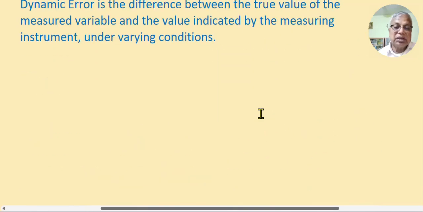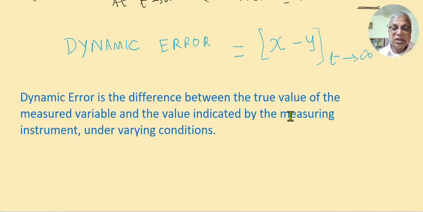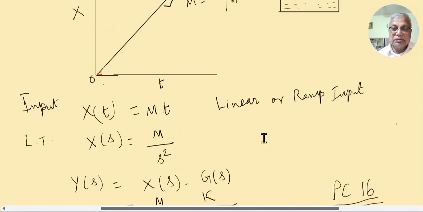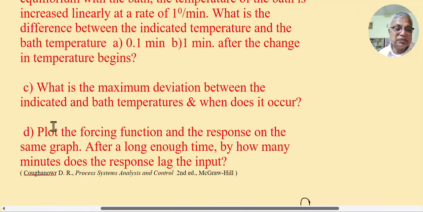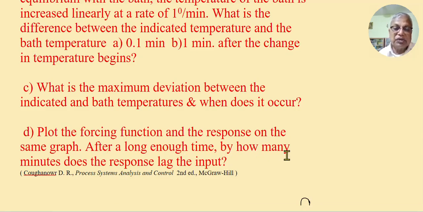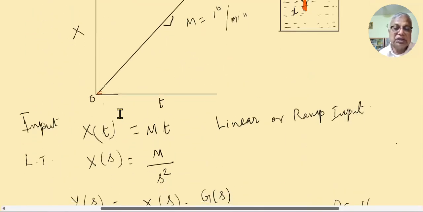So this dynamic error definition is under the assumption that there is no static error. Well, now there is another part. Plot the forcing function and the response on the same graph. After a long enough time, by how many minutes does the response lag the input?